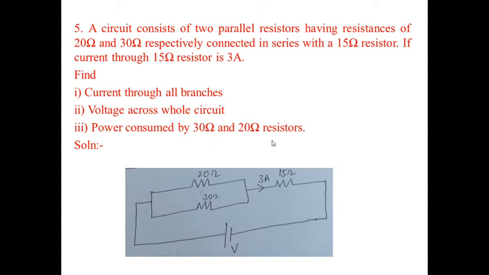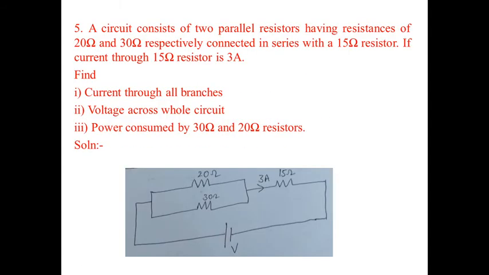So, this is the question which is given. A circuit consists of two parallel resistances of 20 ohm and 30 ohm. These two resistances are connected in parallel, and this total combination is connected in series with the 15 ohm resistance. The current flowing through this 15 ohm resistance is 3 amps. So we have to find the current through all branches, the voltage across the whole circuit, and the power consumed by the 30 ohm and 20 ohm resistors.